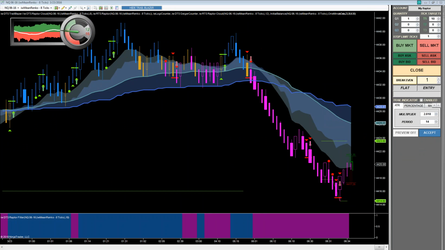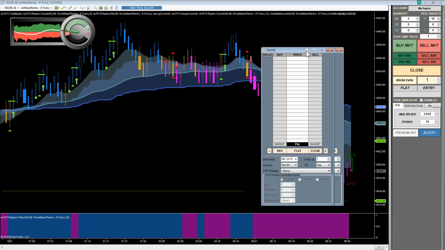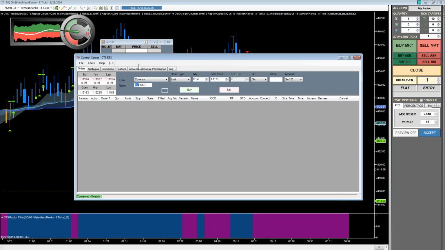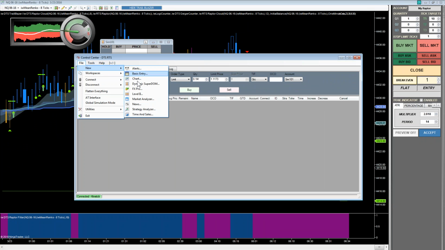Okay, so the Trailblazer, Tom's asking, I better get a Superdome up here. The Superdome, for those of you who have never figured out what that is, is this little contraption. And you get to it by going to your file window, and you go to New, and you go to Dynamic Superdome.